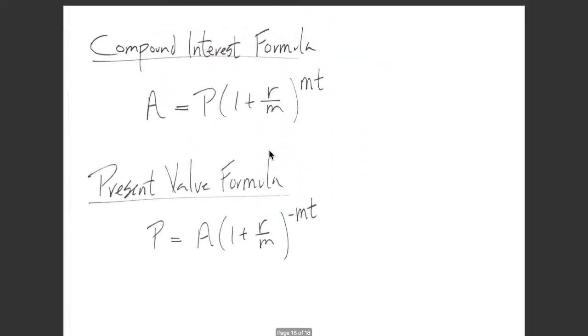So the basic formula that underlies all of this is that compound interest formula. The book does present a separate formula for present value, but I just want to point out that it's really just this formula with this factor, 1 plus r over m to the mt, carried over, divided by on both sides. So really, the present value formula is just the same as the compound interest formula, or just a quick derivation from it.